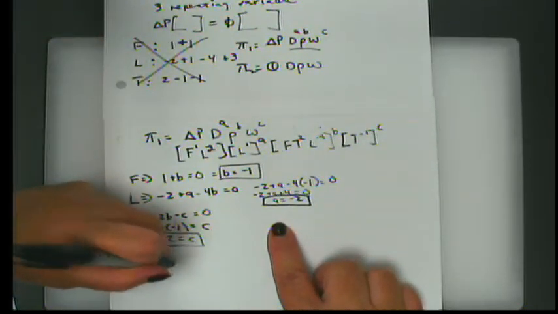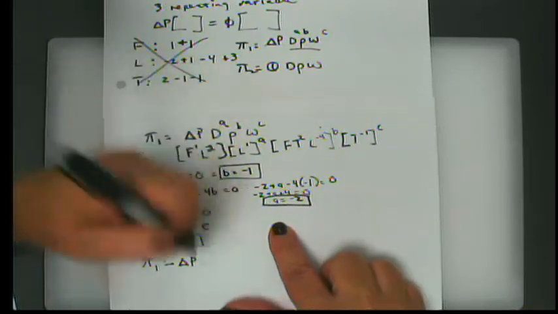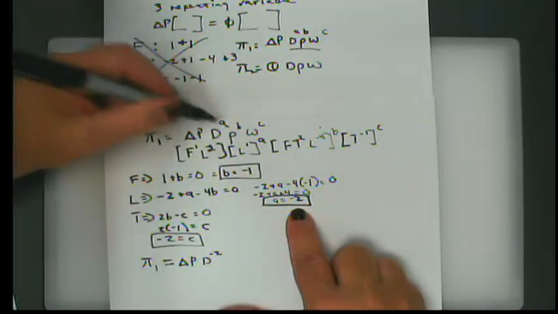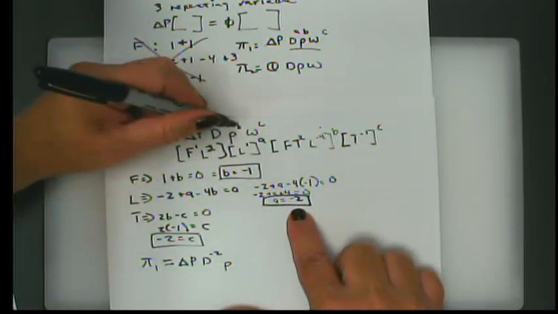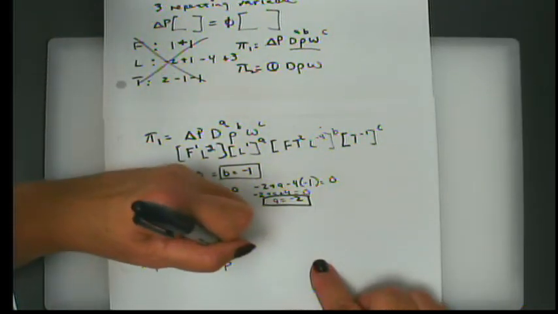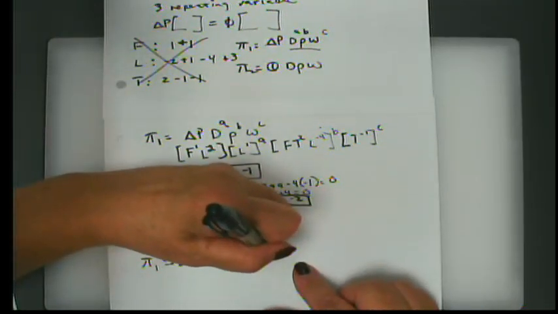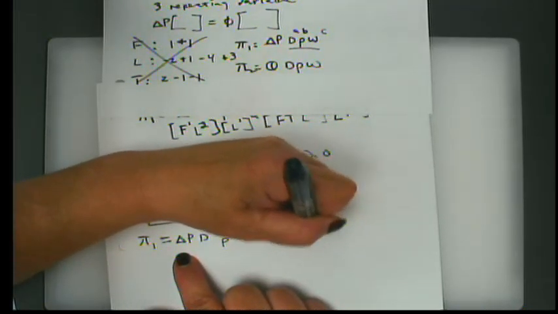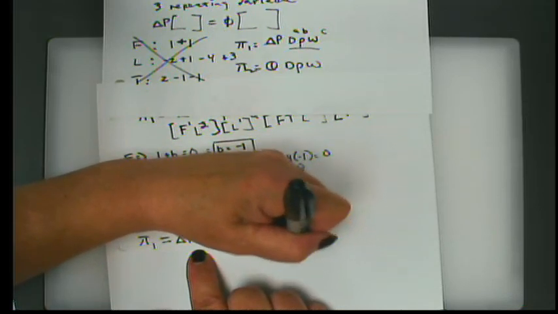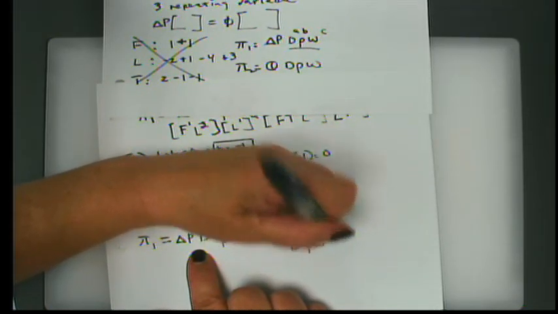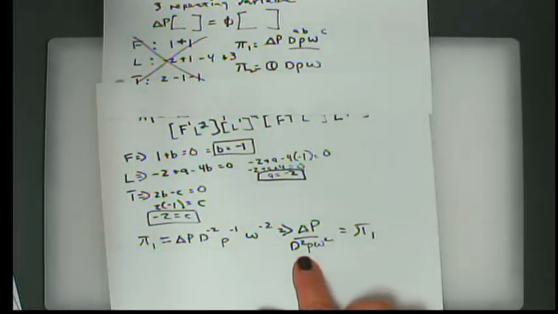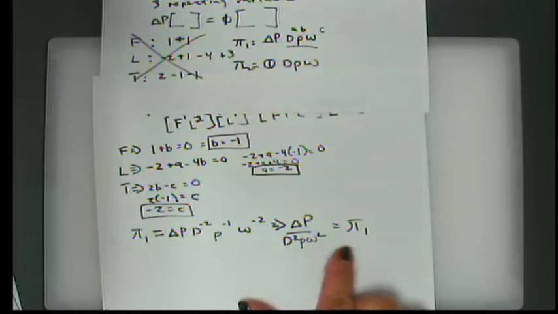All right, so what that means is what I get for my first pi group then is pi 1 is going to equal delta p times d raised to the a times rho raised to the b times omega raised to the c. Or to write it in a better way, I could say delta p over d squared rho omega squared equals pi 1. All right, so I have a dimensionless group, and if I check that out, I'll see that it is indeed dimensionless, and that's pi 1.